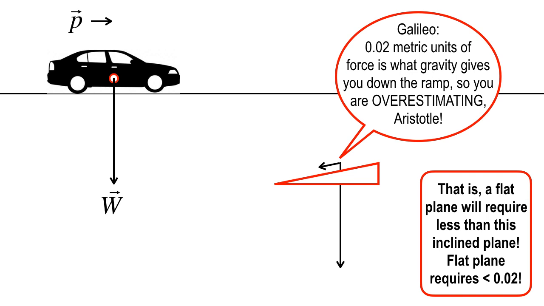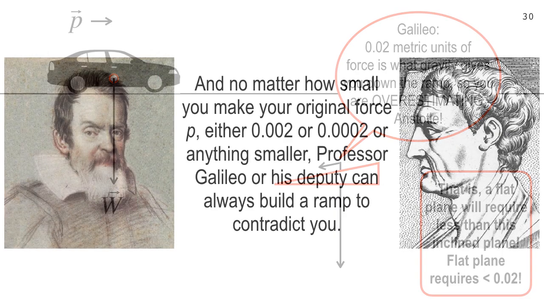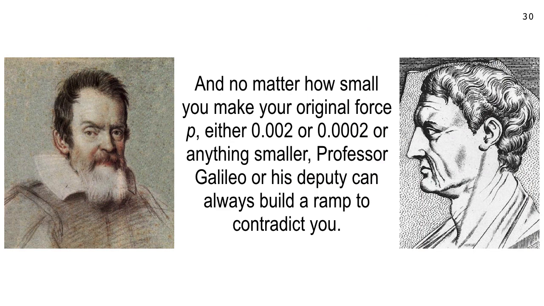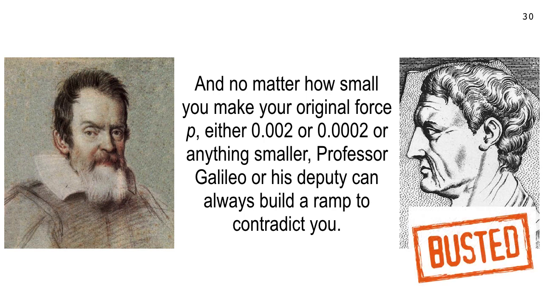So then Aristotle, all right, well, 0.01 is too big. Let's go to 0.001. And so Galileo can say, dude, I got a ramp for that. Anytime you propose a force, I can build a ramp to contradict what you are saying. Therefore, on the flat plane, the state of motion exists, constant velocity, but without what Aristotle said. You don't need a push force. You need zero force. And that is what Galileo was able to prove.